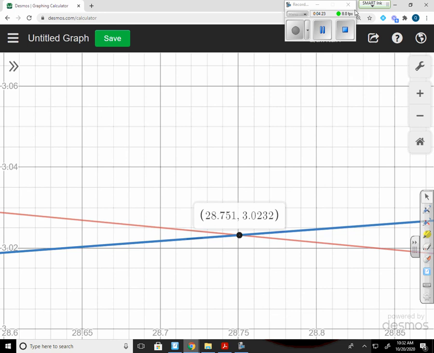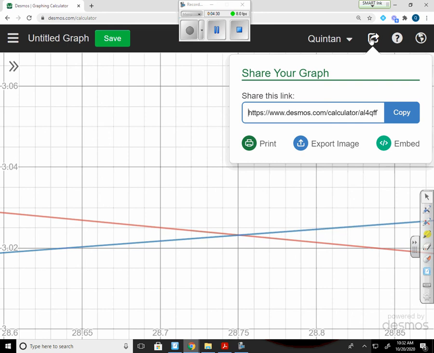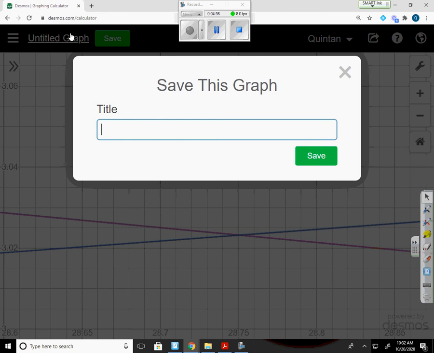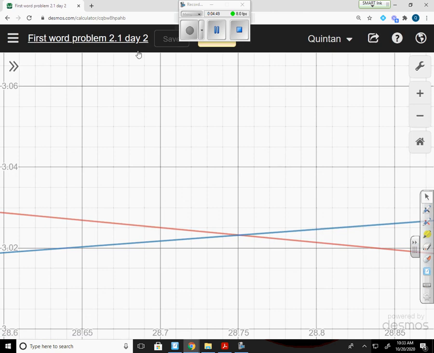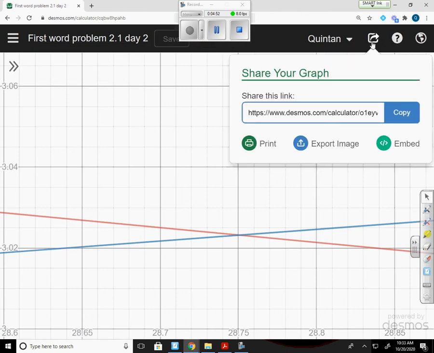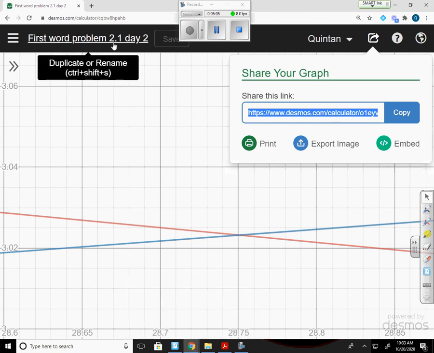Now what if you wanted to turn this problem in to me? If you want to turn a problem like this in, click Share Graph. It would always help if you sign in, just so that you can save this stuff. I can save this graph as first word problem, and 2.1 day 2. That way, whenever you share this with me, you just click copy and paste it in your classroom into the comments. Tell me what question number it is, especially if you didn't name the file. It just makes an easy way for you to share your work with me.